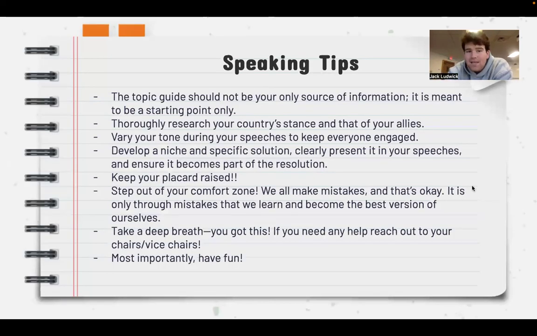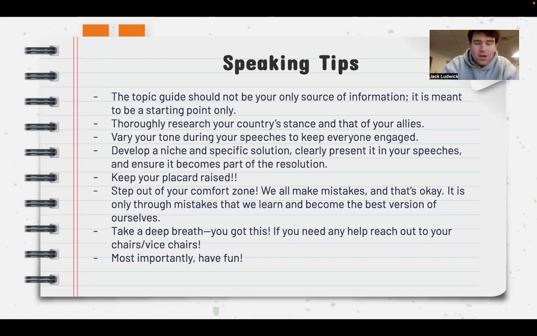All right, some quick speaking tips. The topic guide should not be your only source of information and is meant to be a starting point. This is really relevant for GAs, RBs, EcoSocs. If there is a specialized or crisis committee where there's really no information out there other than what's on the topic guide, maybe it's a futuristic committee that your chair has created. But for GAs, RBs, and EcoSocs, you really should be going out and looking for extra research.